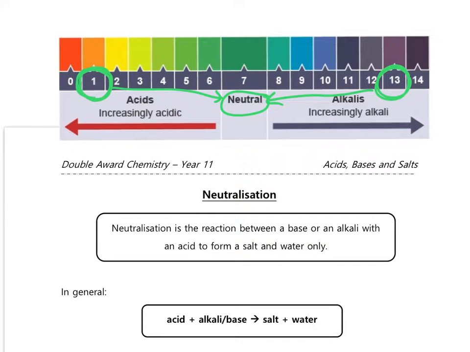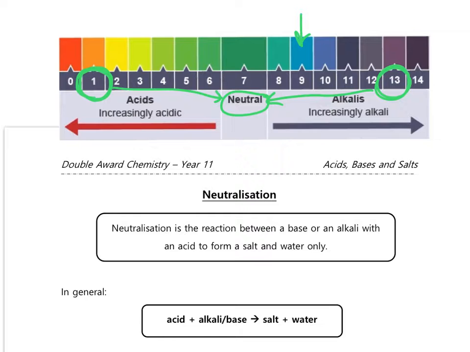We have to add a specific amount of acid to a specific amount of alkali, and it depends on the strength of your acid and your alkali. So if you are trying to neutralize a strong acid with a weak alkali, say for example pH 9, you're going to need a lot more of the alkali because it's weaker to produce a neutral solution.